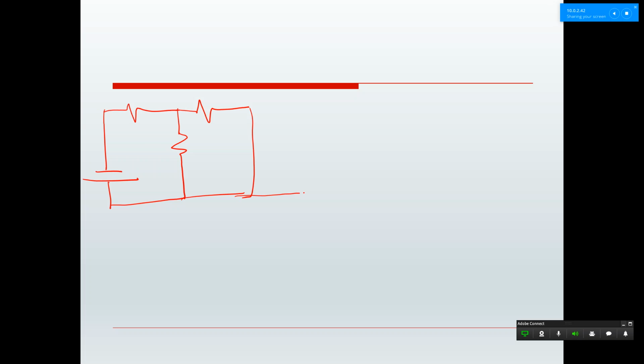Start off by just drawing a little circuit. So the circuit's got a voltage source like this. And let's say each of these resistors is 1. These ones are going to be 2, 2, 5 ohms. Okay?